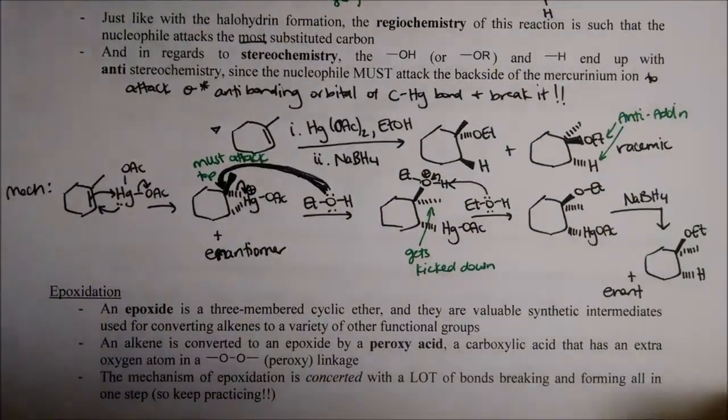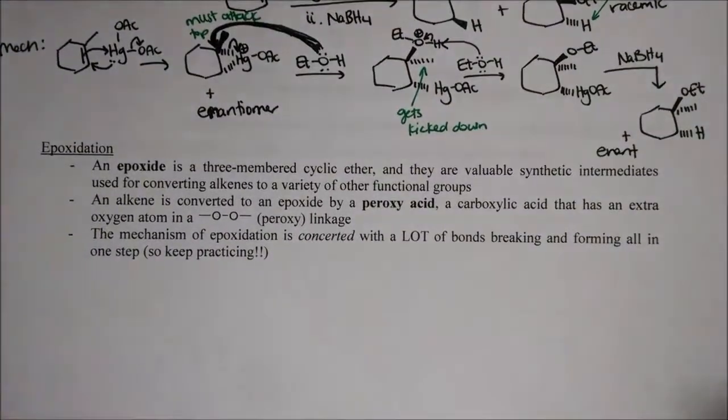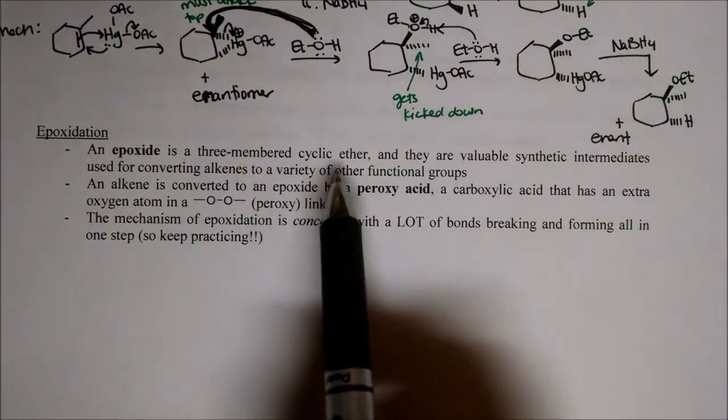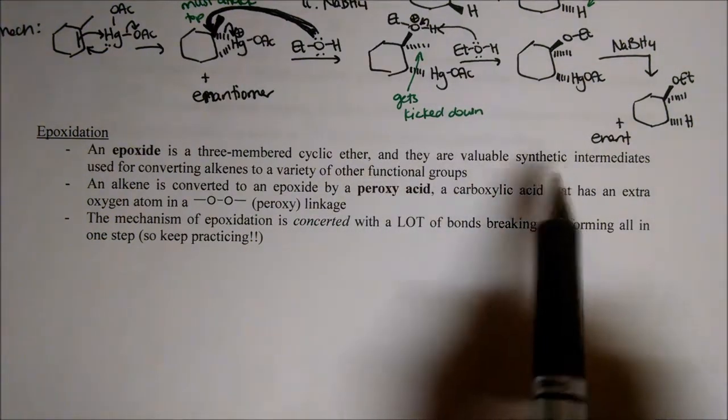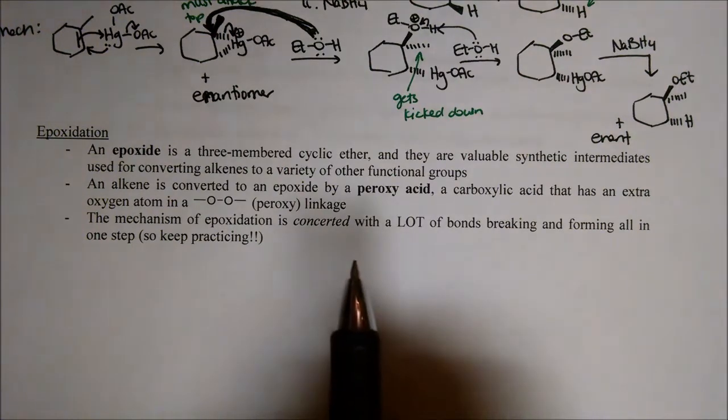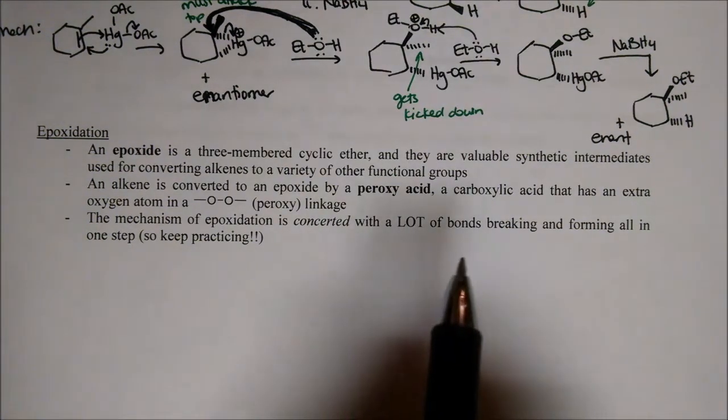Alright, on to epoxidations, which is still a lot of syllables. Epoxidation, okay. An epoxide, you guys haven't seen these before. An epoxide is a three-membered cyclic ether, and they're valuable synthetic intermediates because they're often used for converting alkenes to a variety of other functional groups, including alcohols and other ethers.